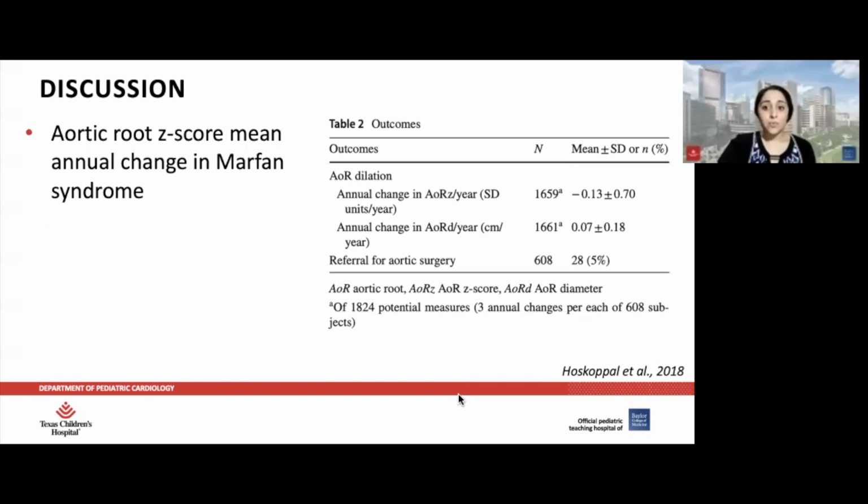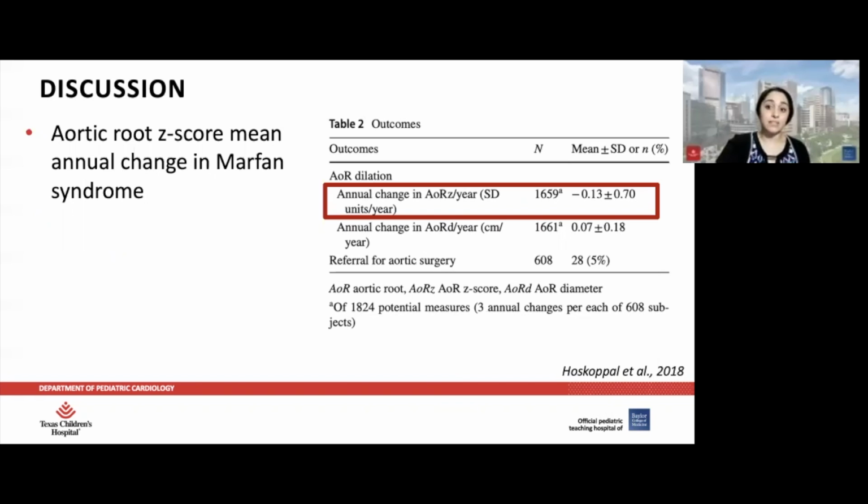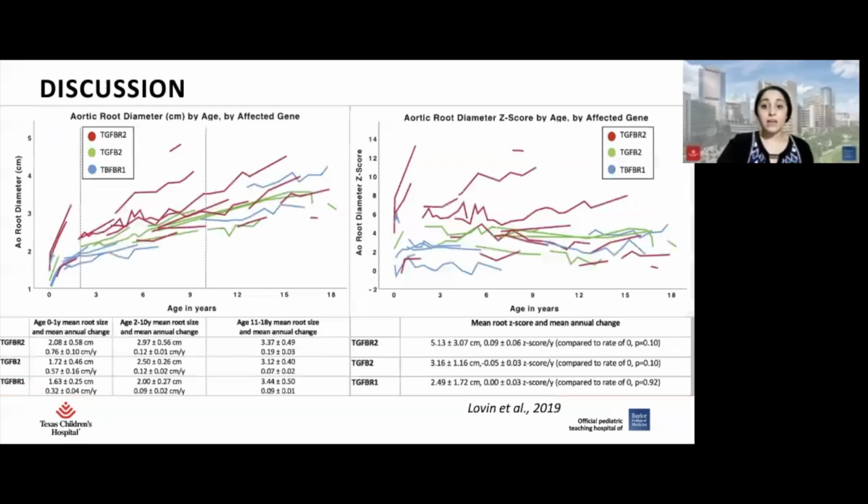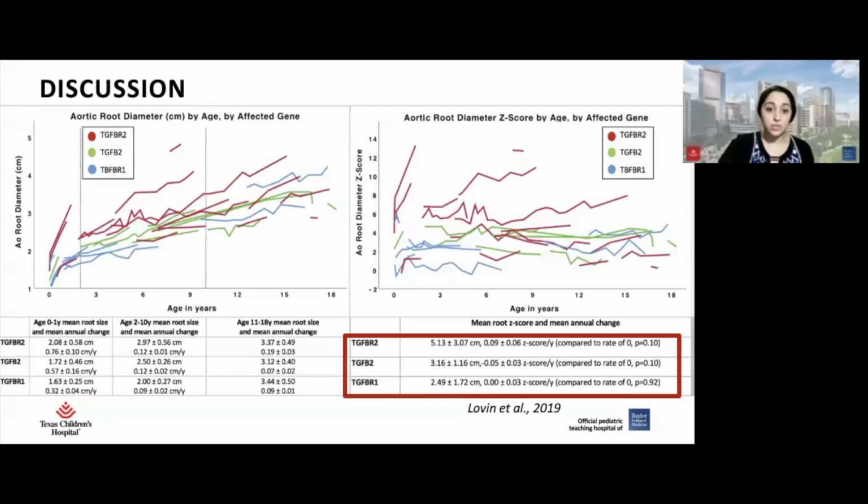And so this is a randomized controlled trial by Hoskabal published in Pediatric Cardiology in 2018, showing the results of aortic root dilation progression in those with Marfan syndrome. This is showing the z-score over time, which is similar to the findings that we had. Another study presented at the American College of Cardiology by one of our former colleagues depicts the aortic root z-score in those with Loeys-Dietz syndrome, which was also similar to our findings.